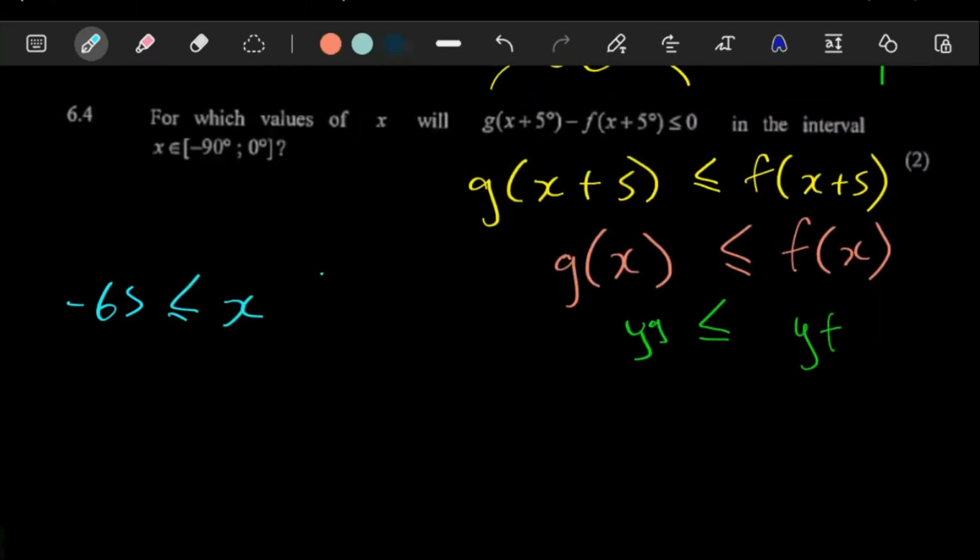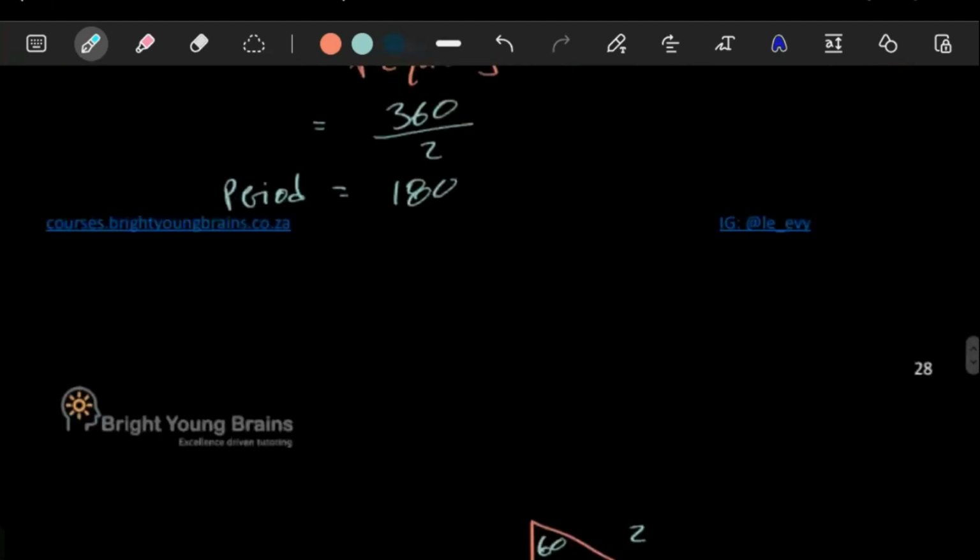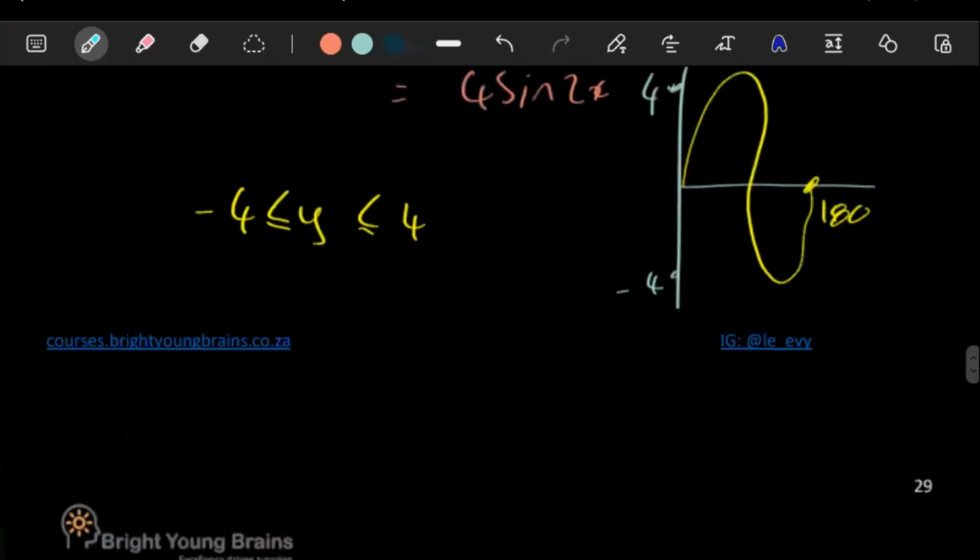And then they need to be smaller than or equal to -5. So let's see. Yeah, this is all good. It doesn't seem like it's a crazy question, this one. That's why it's just 2 marks.